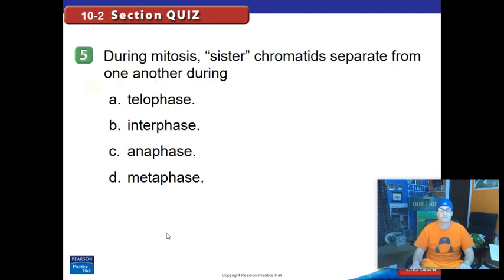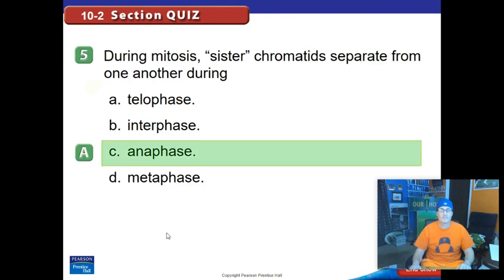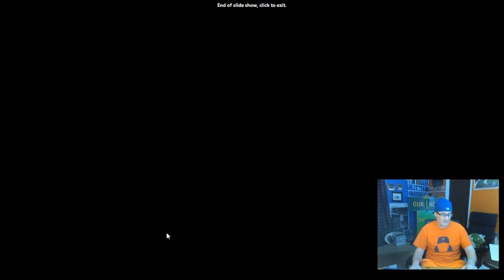Good. During mitosis, sister chromatids separate from one another. What phase are the chromatids pulled apart? And then they are referred to as chromosomes. Yep, anaphase. Nice job.